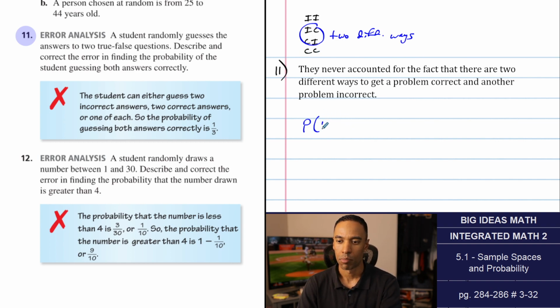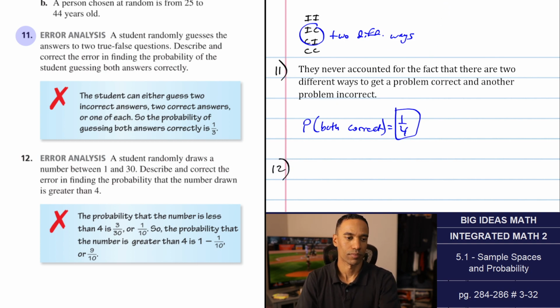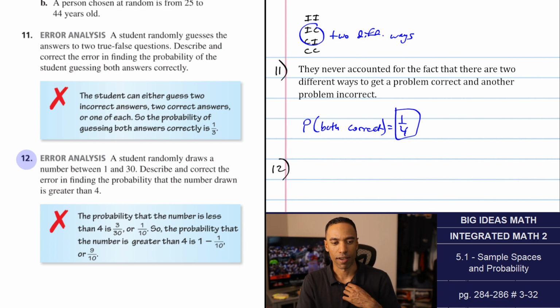I guess that's what I want to write. Probability of both correct equals 1 out of 4. Not 1 out of 3. Okay, number 12. A student randomly draws a number between 1 and 30. Describe and correct the error in finding the probability that the number drawn is greater than 4.